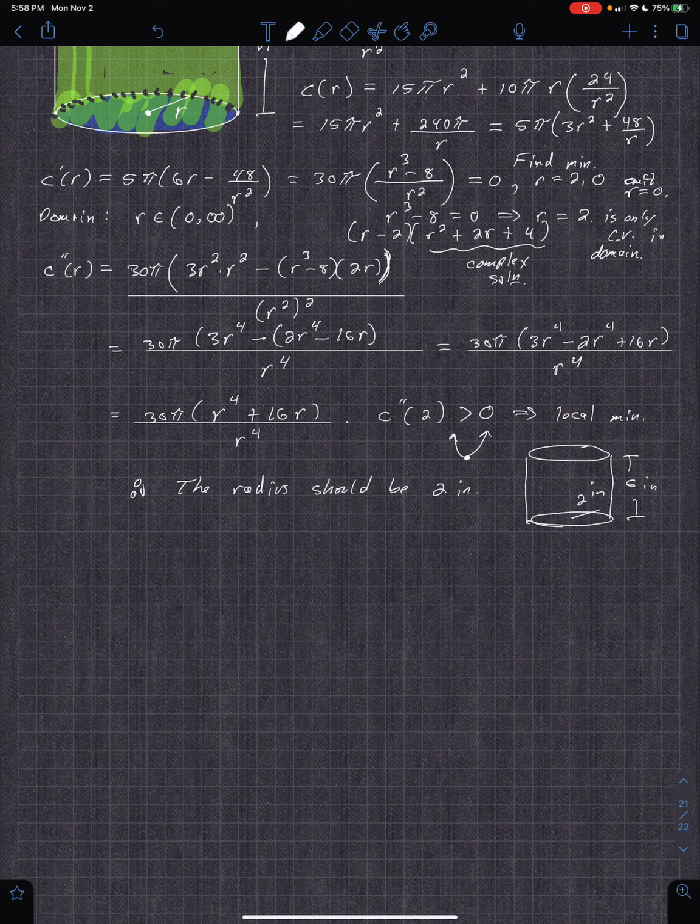Next one entails, again, let's see, either similar triangles or the Pythagorean theorem. Figure out with a cone. That's always a fun one.